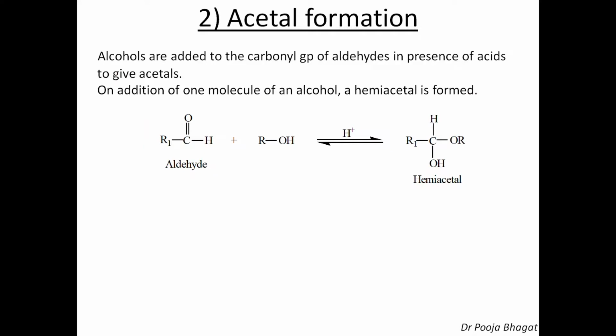Now the second is acetal formation. What are acetals? Alcohols are added to carbonyl group of aldehydes in presence of acids to give acetals. As you can see here, 1 molecule of aldehyde reacts with 1 molecule of alcohol. In acetals, 1 molecule of carbonyl compound reacts with 2 molecules of alcohols to form acetal. Now, when 1 molecule of aldehyde reacts with 1 molecule of alcohol, the medium is acidic. So, acid is used as a catalyst. You can easily write down the mechanism for this.